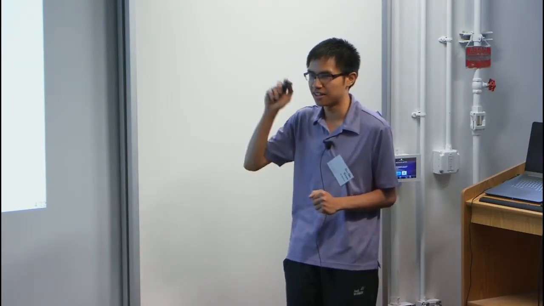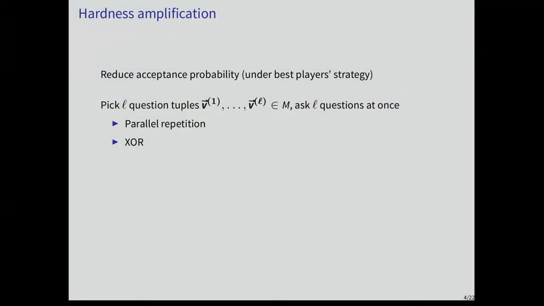So this is the question. Here's a natural approach to amplify hardness. We play the game multiple times, but the judge still only wants to ask one round of questions, at the same time to all the players. So what the judge can do is choose a number of questions beforehand and ask all of these questions to each player at the same time.